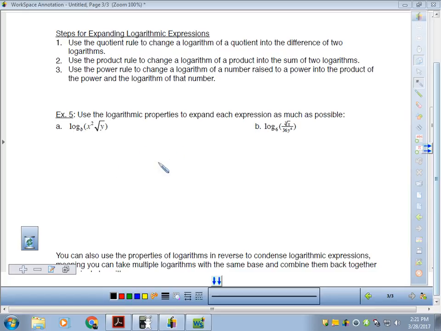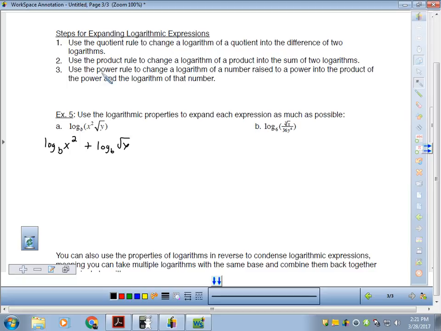Example 5 asks us to use the logarithmic properties to expand each expression as much as possible. So I have log base b of x squared times the square root of y. So first thing is quotient rule. Do I have any division? No. So step 1 is done. Step 2 is product rule. Do I have any products? Yeah, these things are being multiplied, so I need to split them apart with addition. So I'll have log base b of x squared plus log base b of square root of y.